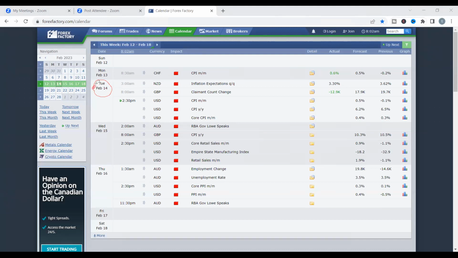So now this is it. You can see Tuesday, February 14, right? And then the next news we have is coming out at 2:30 p.m. This one was 3 a.m. This one was 8 a.m. Our time now is about 9:17 a.m. So at 2:30 p.m., look at this, guys.